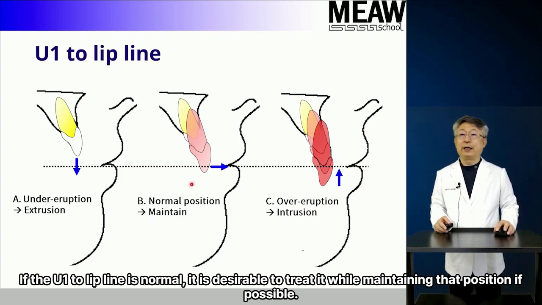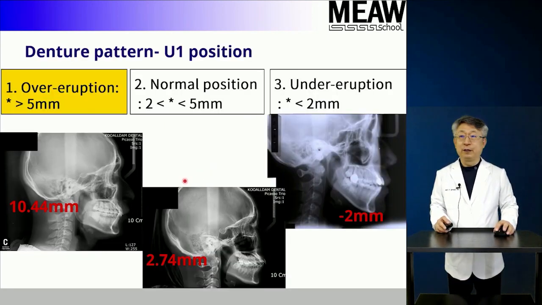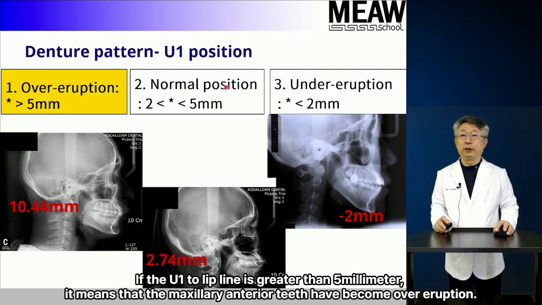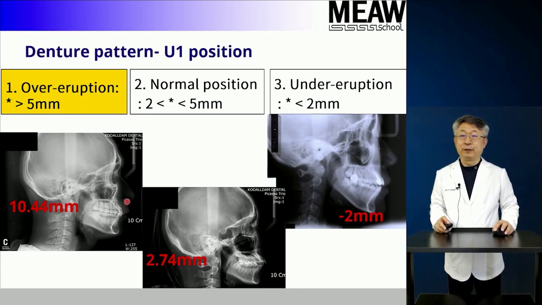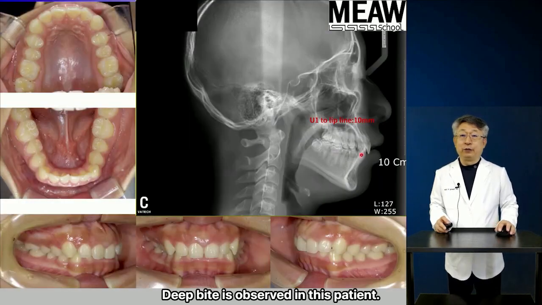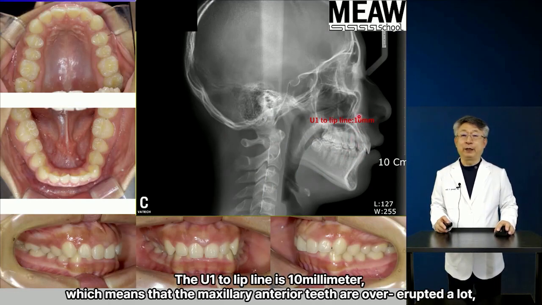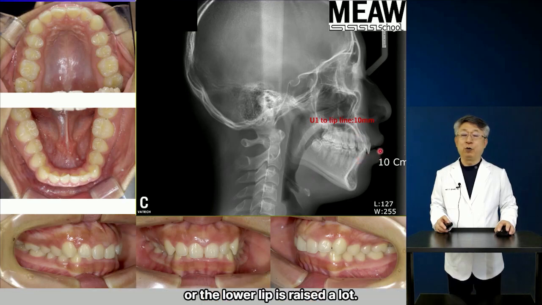If the on-to-lip line is normal, it is desirable to treat it while maintaining that position if possible. If the on-to-lip line is greater than 5 mm, it means that the maxillary anterior teeth have become over-erupted. Deep bite is observed in this patient. The on-to-lip line is 10 mm, which means that the maxillary anterior teeth are over-erupted a lot, or the lower lip is raised a lot.